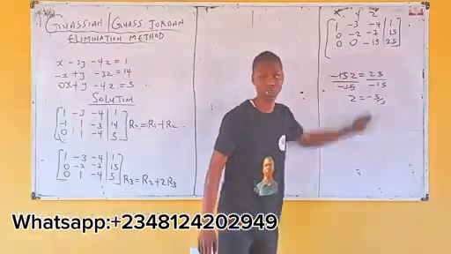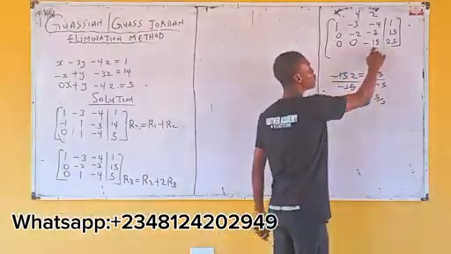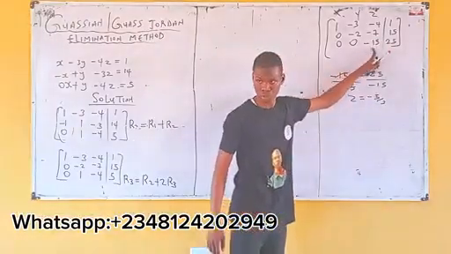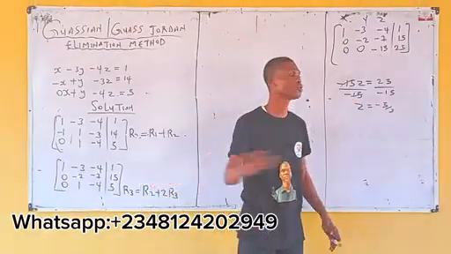Instead of you bringing it out like this, at the same time, you can make this pivot to be 1. Are you getting me? You can make this pivot to be 1. Make all your pivots to be 1.